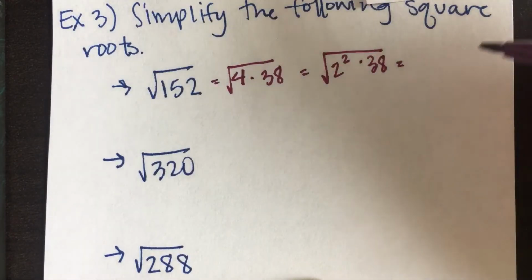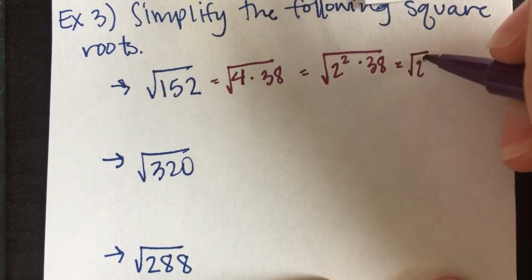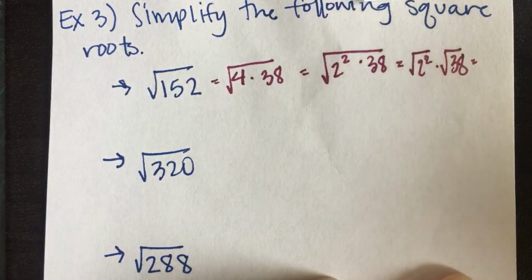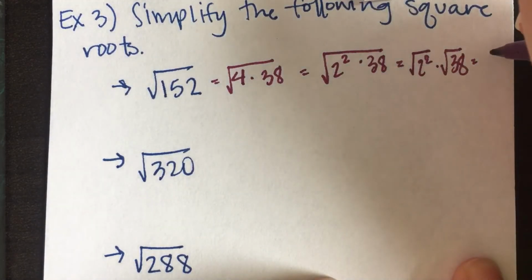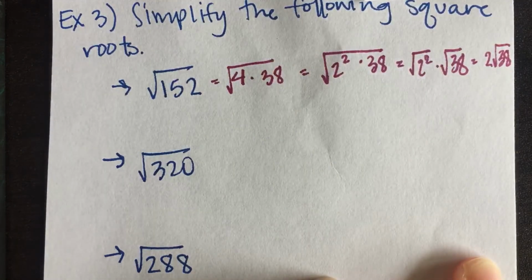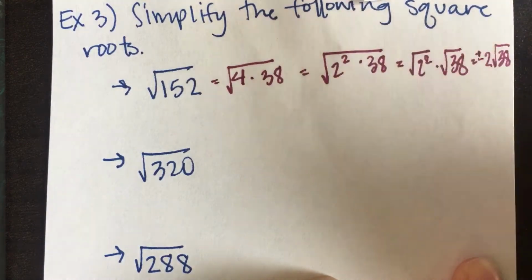And then the square root of 2 squared times the square root of 38 is still okay. The square root of 2 squared is just 2, and square root 38 can't be simplified anymore, but we have to have this plus or minus.